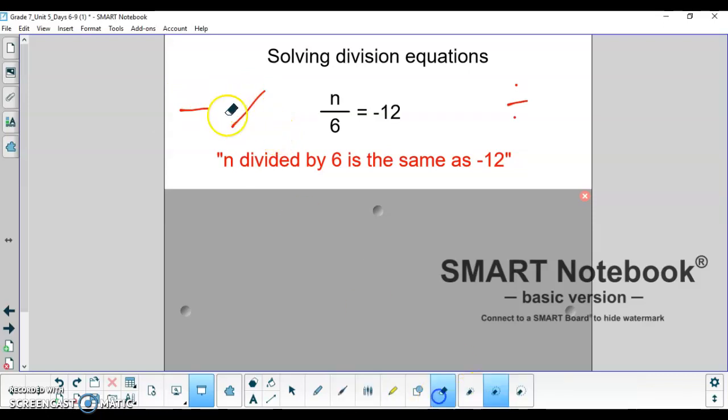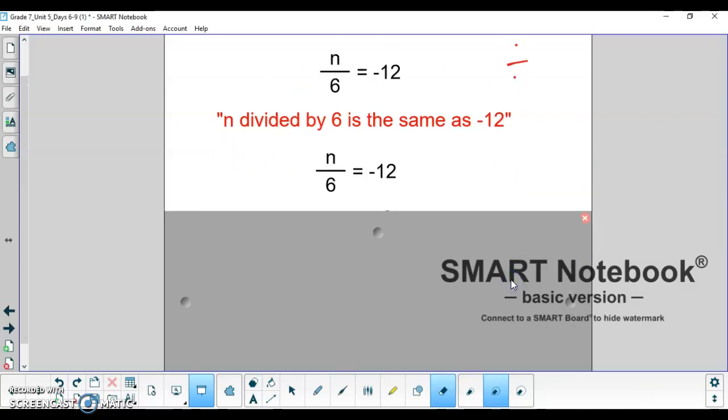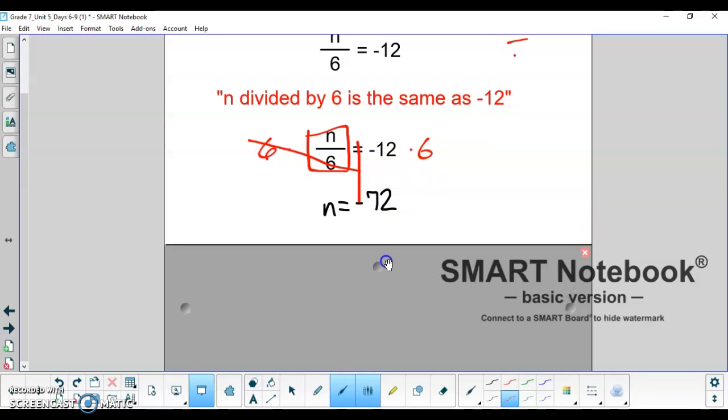Okay, so again, what do I have to do to get n by itself? Well, let's find out where n is, right here on the left side. What is being done to n? It's being divided by 6. I know that the opposite of dividing by 6 is going to be to multiply by 6. So I'm going to multiply the left side by 6 to get rid of the 6, and then whatever I do to one side to get rid of the numbers and get the variable by itself, I do the same thing to the other side. And then in my calculator, I would have done negative 12 times 6, and you would have gotten negative 72 as your final answer.